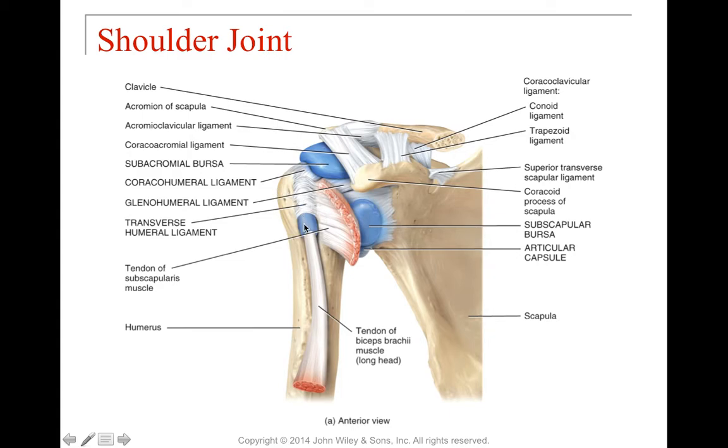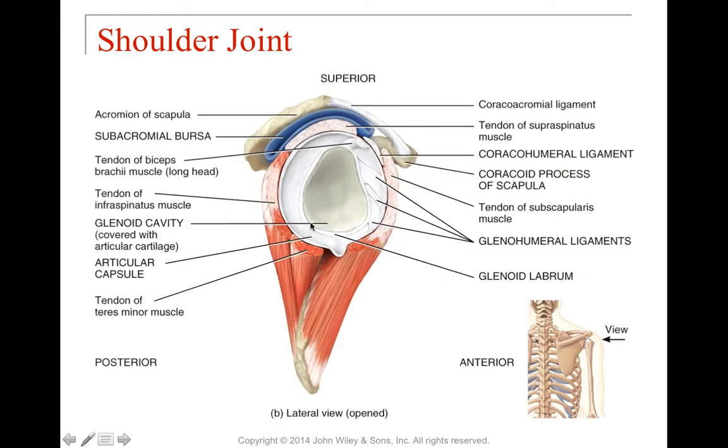So let's see, what else am I missing? Here's the transverse humeral ligament, which goes across the humerus. And then this is the tendon of biceps brachii. So this is the tendon of the biceps that is also going to be coming in and connecting at that same region. All right, so now I'm going to take you through a cross section.